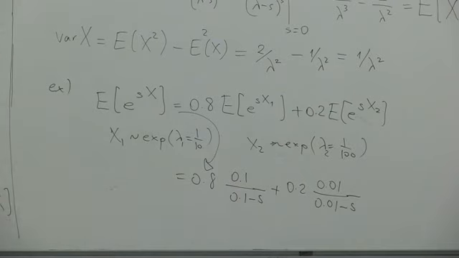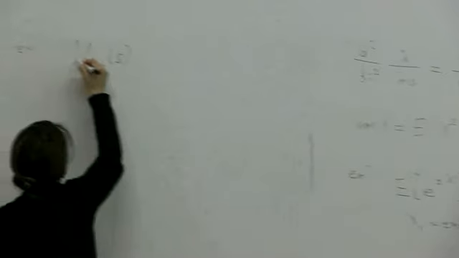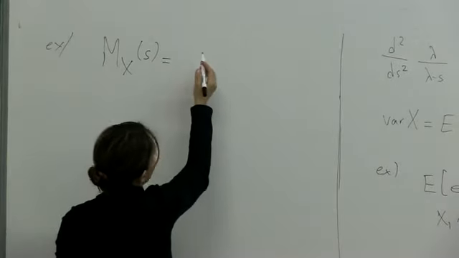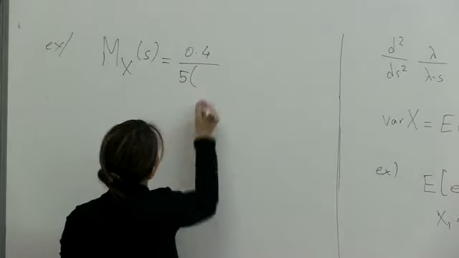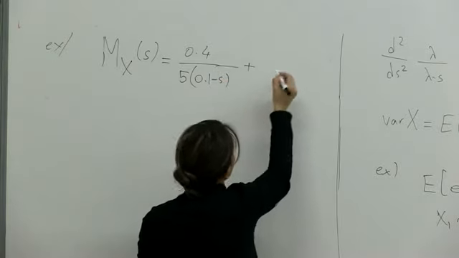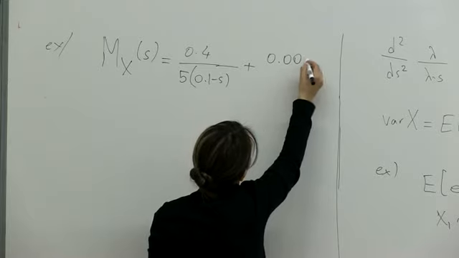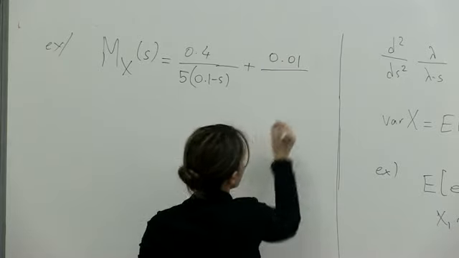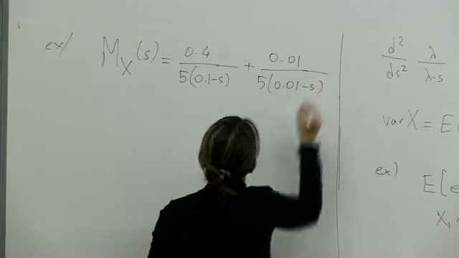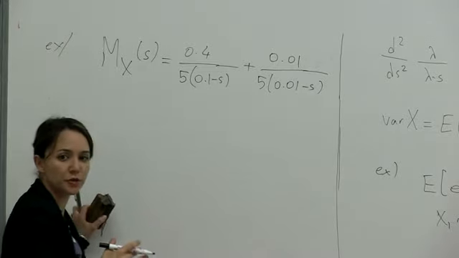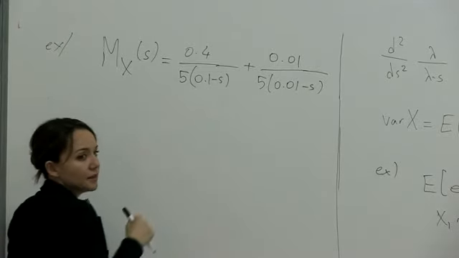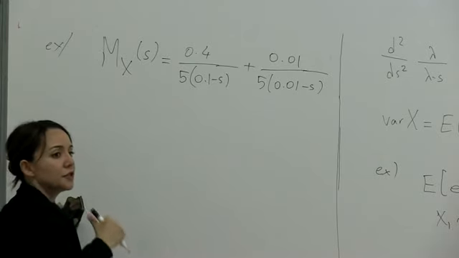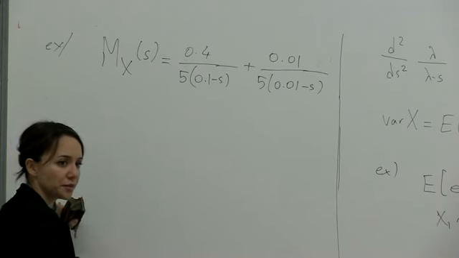So let's think of this the reverse way. If someone gives you Mx(s), the moment generating function, as, let's see, 0.4 over 5 times 0.1 minus s plus, let's say, 0.01 divided by 5 times 0.01 minus s. What does this make you think? This makes me think that perhaps this random variable X is formed as a mixture of two exponentials.